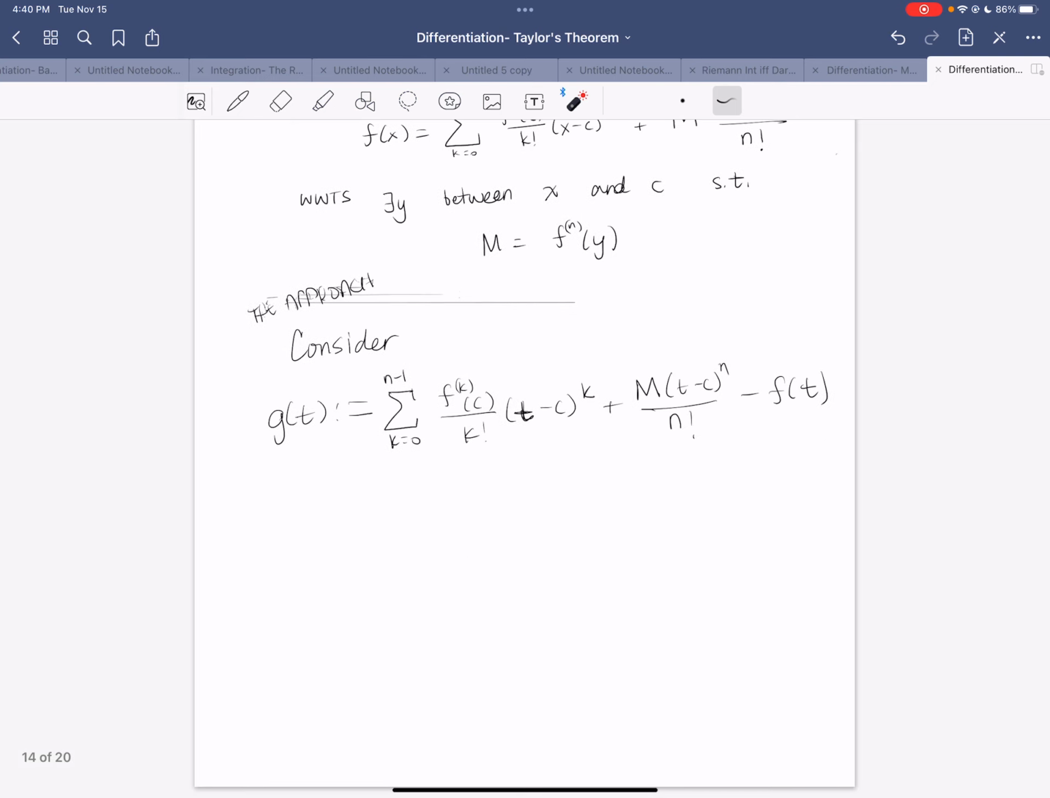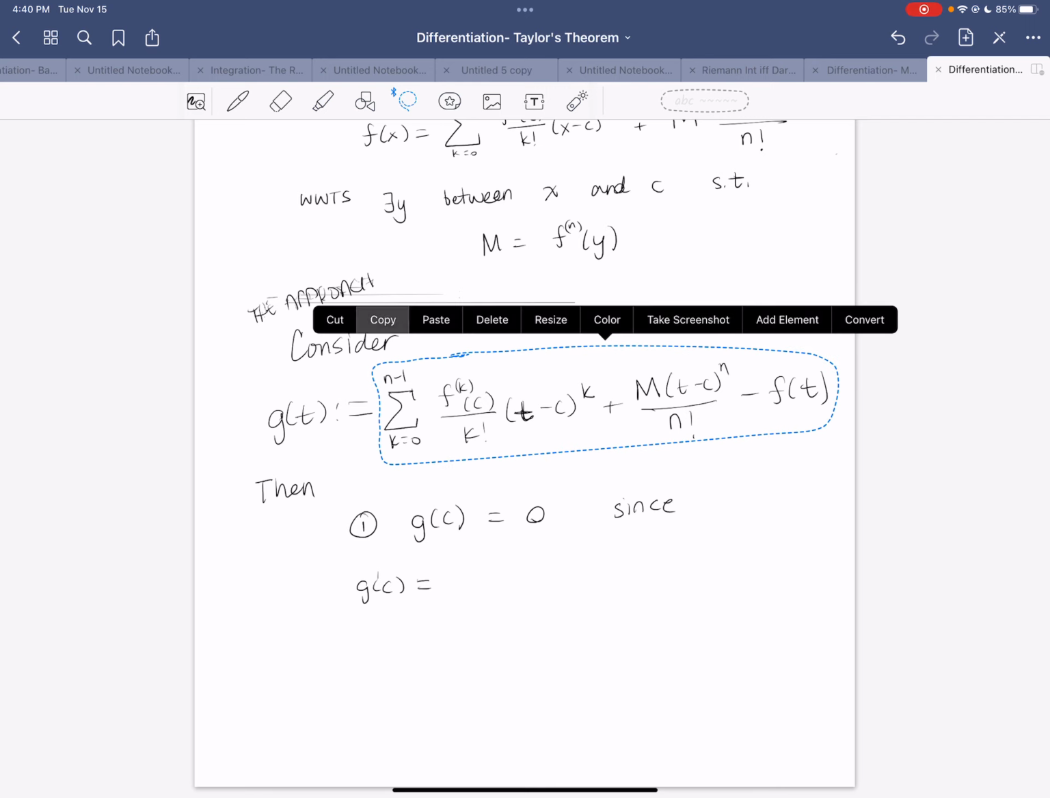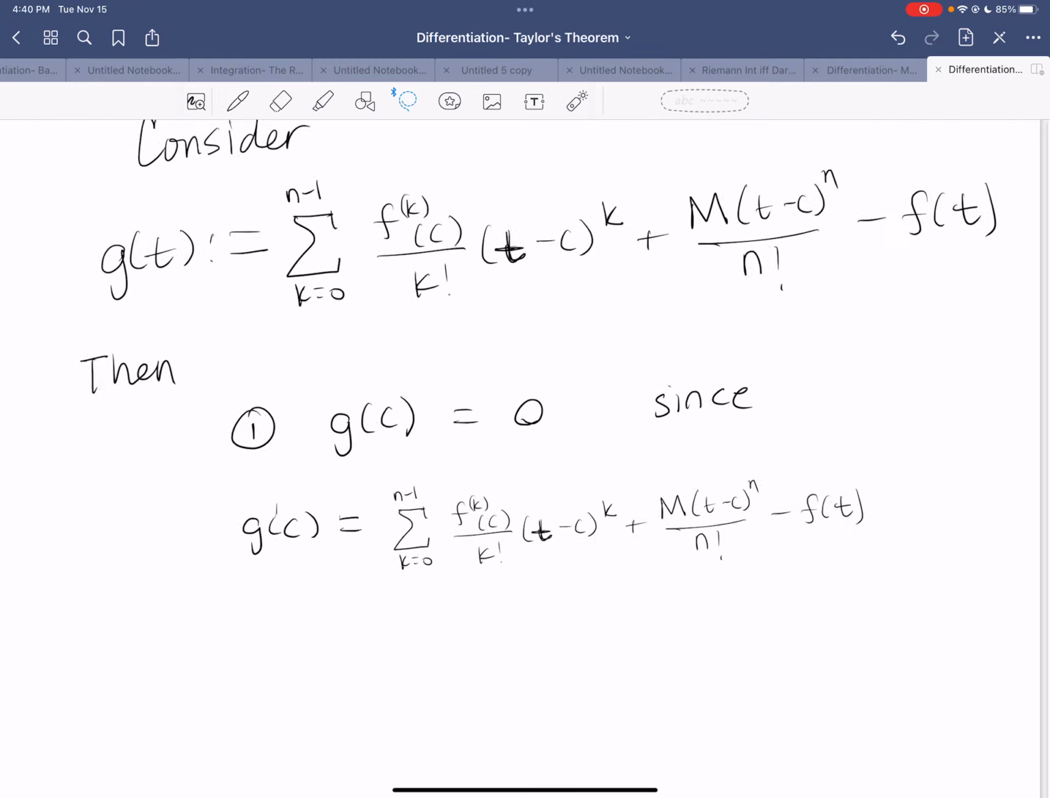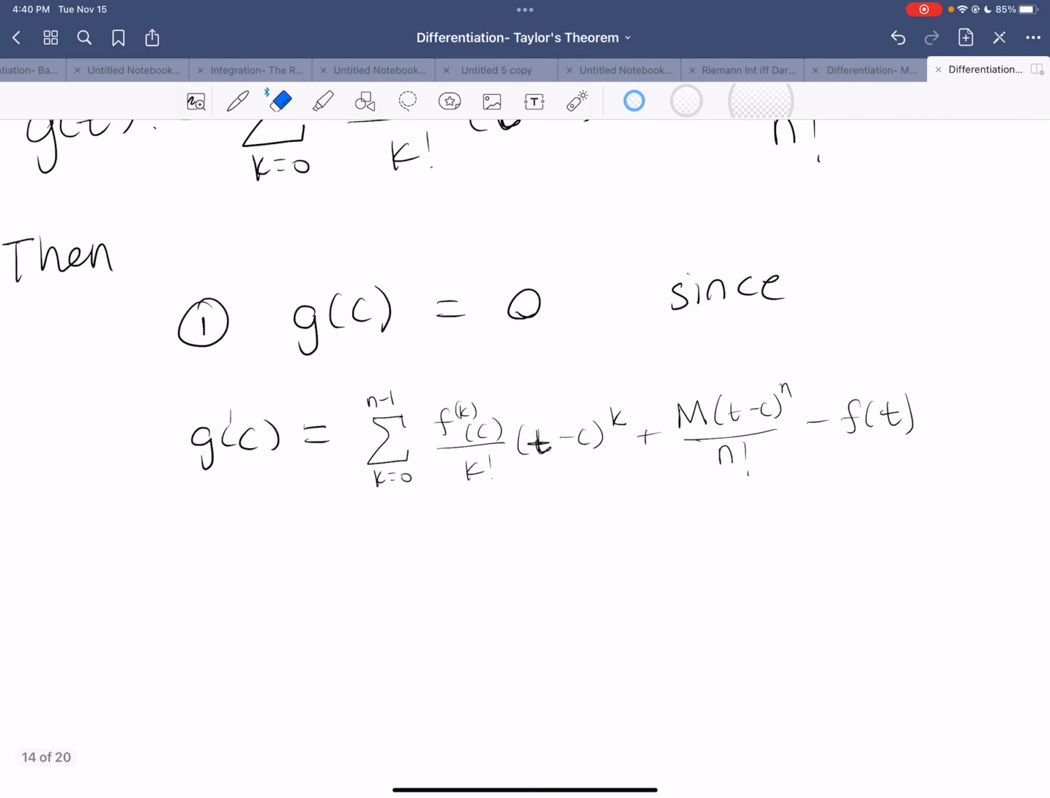And there'll be some things that are true about g. First of all, g of c is equal to 0. Now, how do we know that? Well, g of c is going to be equal to, I'm just going to copy this and replace t with c. Okay, that's going to be equal to 0.